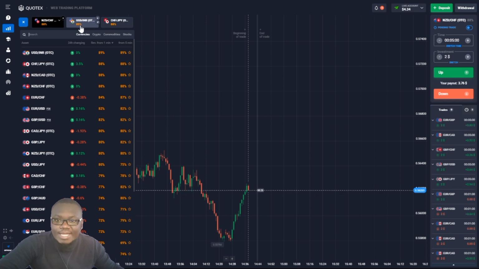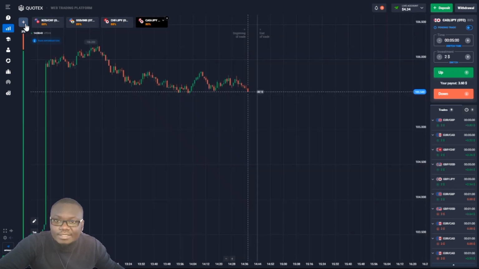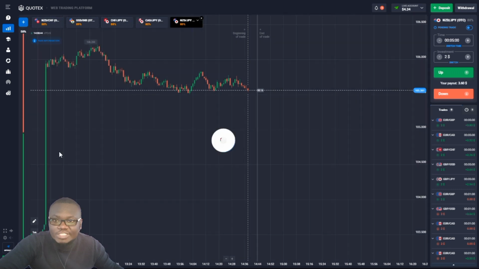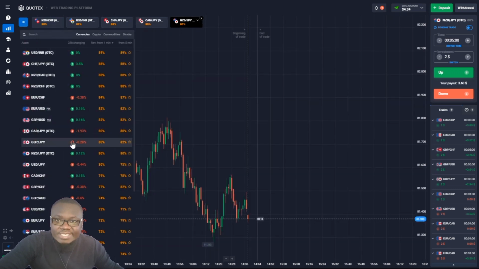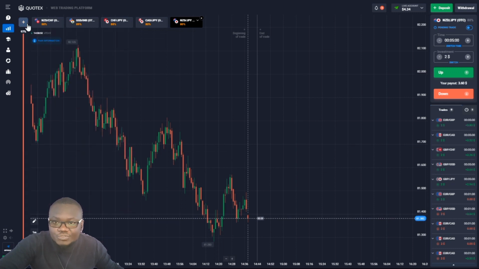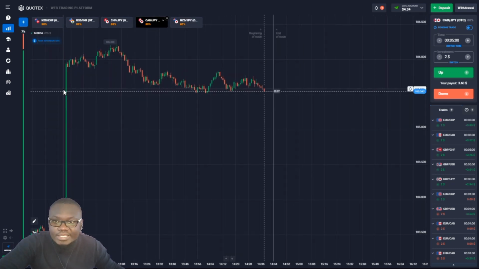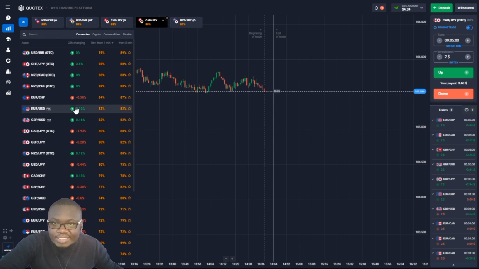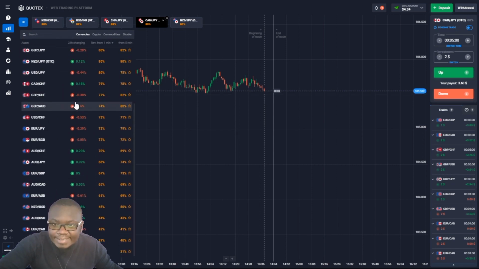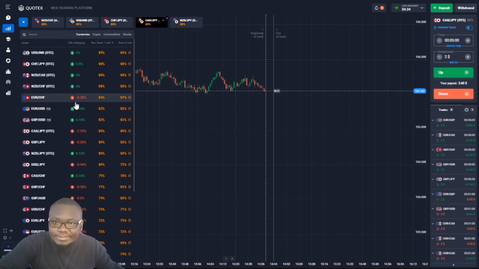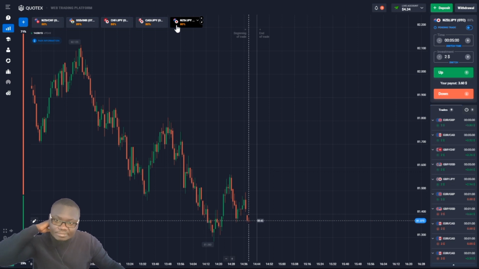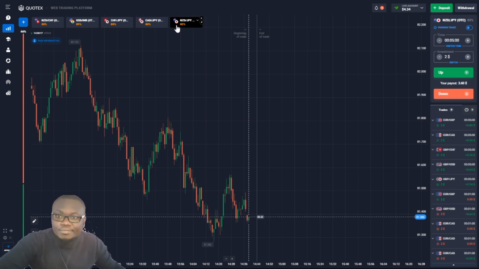The first thing that we need to do is to choose the assets that we are going to be trading. I want to trade OTC assets, so I'll just click on each of them. I'm trading OTC because I've noticed that they are the only assets that have a rate of return of at least 80%, and I only want to trade on assets with 80%. So I'll just click on all of them and add them to my chart. Those are the OTC pairs that are available on this platform.